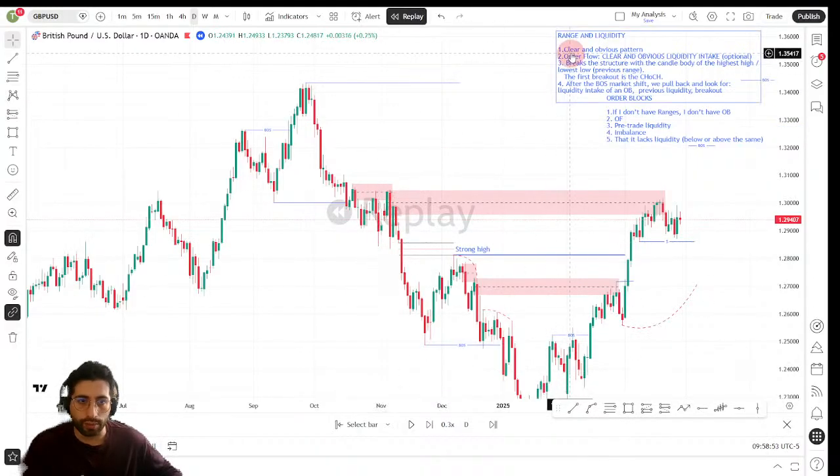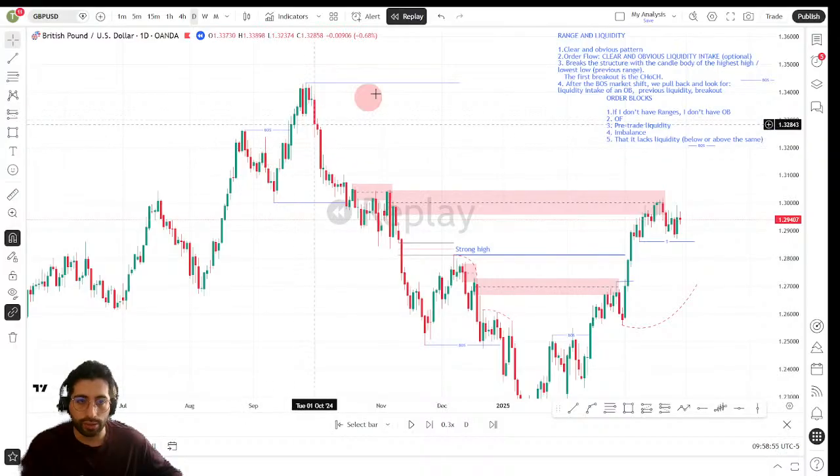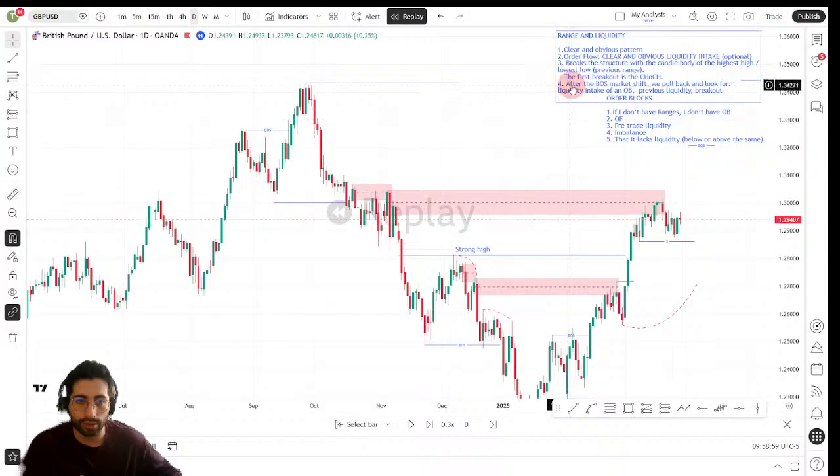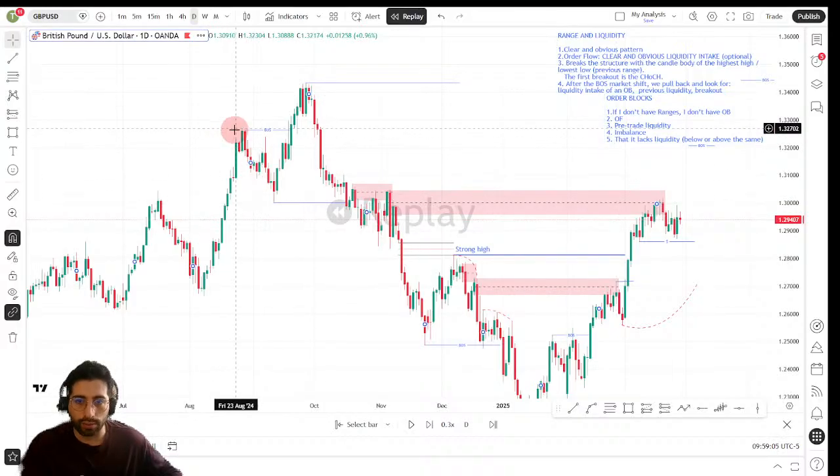So number one, we have a clear and obvious pattern. I know you can see it. We have order flow, clear and obvious. It's not optional. We don't have optional order flow here. It breaks the structure with the candle body of the highest high. So at a certain moment, this was our highest high, and then they break it with the body of the candle. And after we have the boss of the market shift, we pull back and look for liquidity intake.